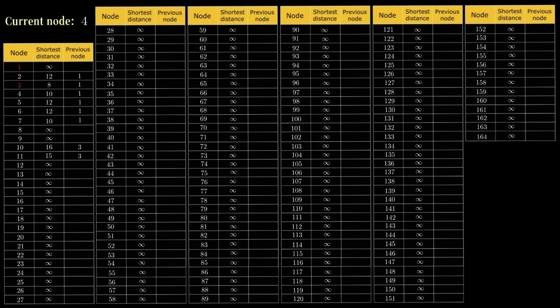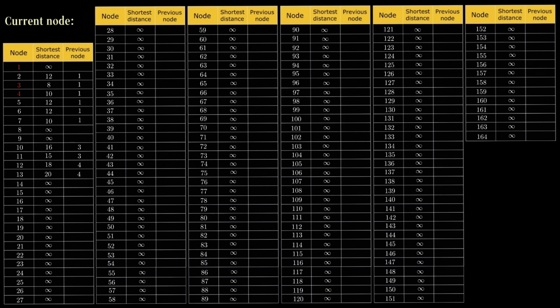The distance of node 12 to node 1 is 10 plus 8, which is 18, and it's less than infinity. So we update the minimal distance from node 1 to node 12 to 18 and set the previous node to 4. The distance of node 13 to 1 is 10 plus 10, 20, and we update the distance to 20, since 20 is less than infinity, and set the previous node to 4. And now we're done with node 4 as well.